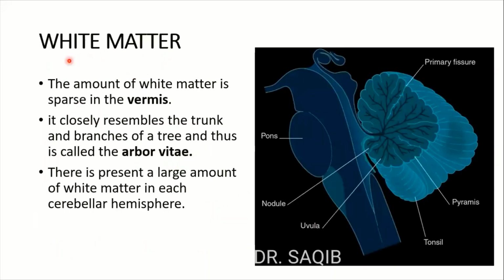The amount of white matter is very little, sparse, in the vermis. It closely resembles the trunk and branches of a tree, thus it is called the arbor vitae. I told you already in this picture, this is the arbor vitae, which in Latin means little tree, the tree of life. There is a large amount of white matter in each cerebellar hemisphere.